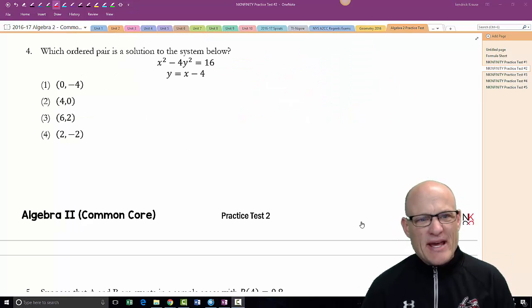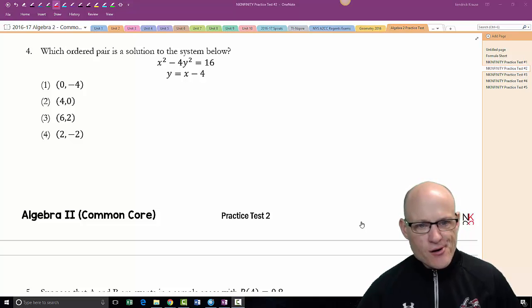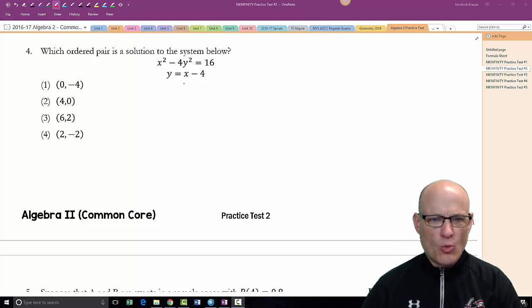Okay, which ordered pair is the solution of the following system? I think if you took all of these points and put them in the second one, they all work. But I'm going to show you the math way to do it. Since this is y right here, this is what y is equal to, right? I can plug it right in there for that thing. So I'm going to show you the math way to do this one.